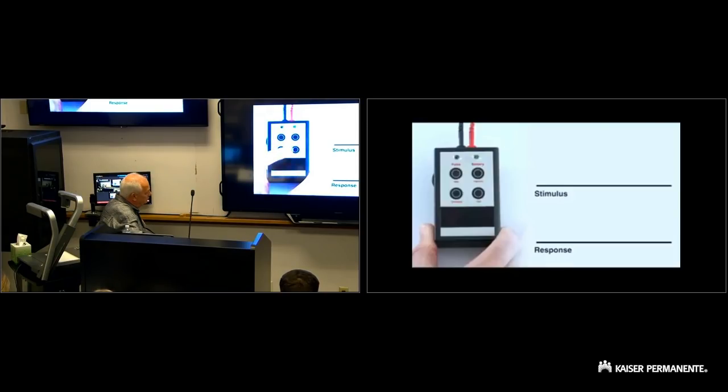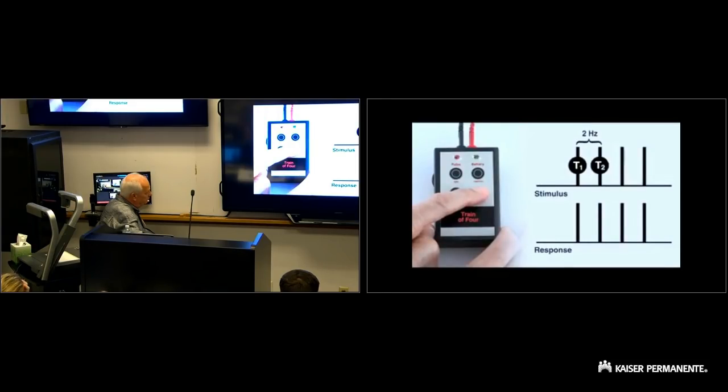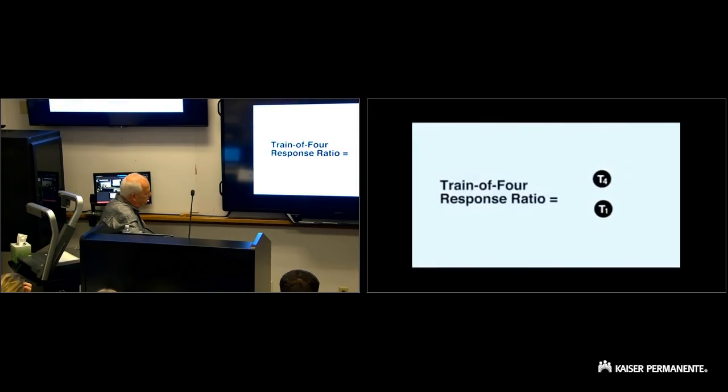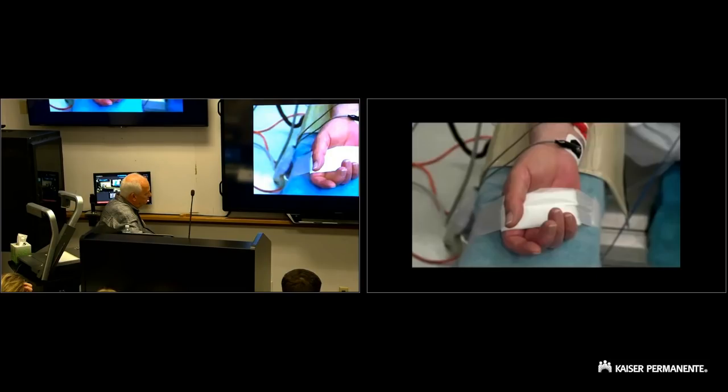The train of 4 pattern consists of 4 sequential single twitch stimuli called T1, T2, T3, and T4, delivered at a frequency of 2 Hz. The train of 4 response ratio is calculated by dividing the T4 response amplitude by the T1 response amplitude. Calculate the train of 4 ratio before administering muscle relaxants and use this ratio as the control ratio.